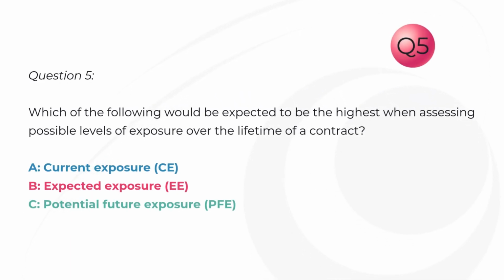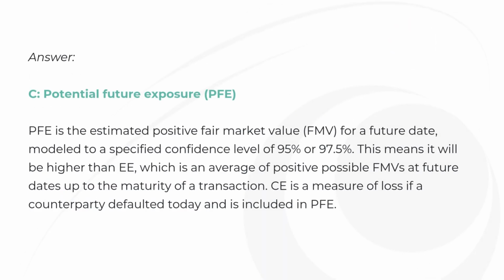Question 5. Which of the following would be expected to be the highest when assessing possible levels of exposure over the lifetime of a contract? A. Current exposure, CE. B. Expected exposure, EE. C. Potential future exposure, PFE. Answer C. Potential future exposure, PFE.